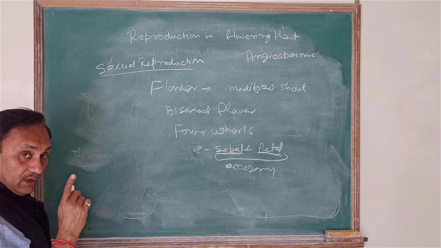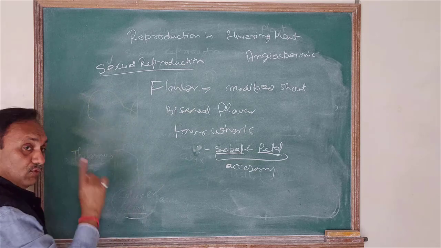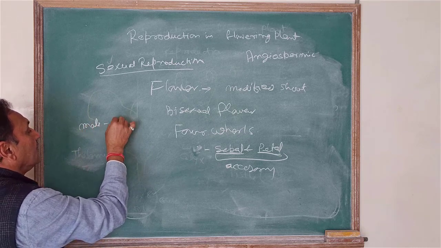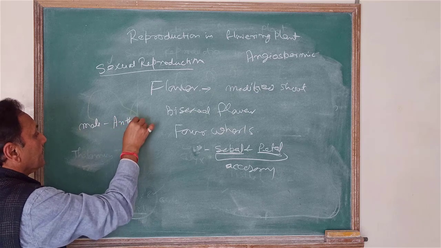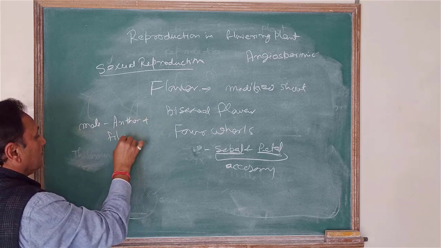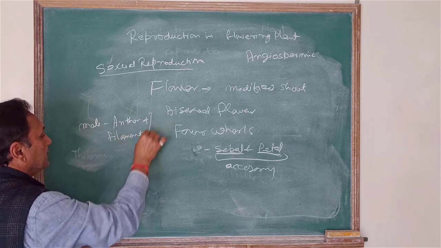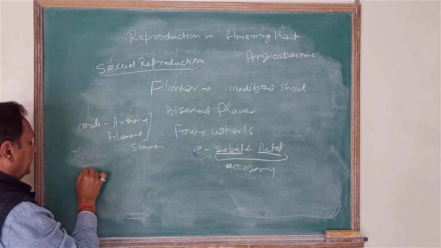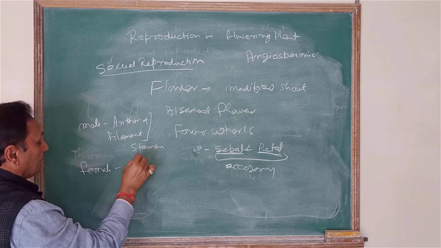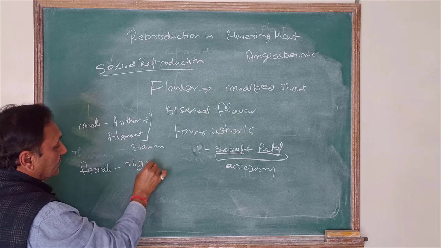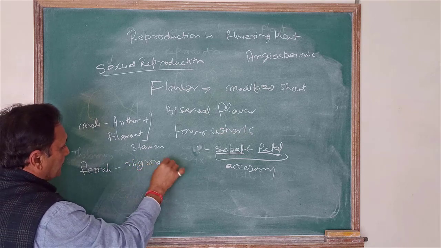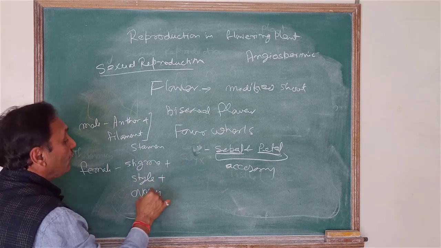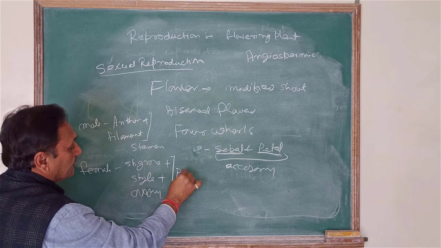And the 2 additional whorls are the main whorls. The male whorl, anther plus filament, is called stamen, and the female whorl, stigma plus style plus ovary, is called pistil.